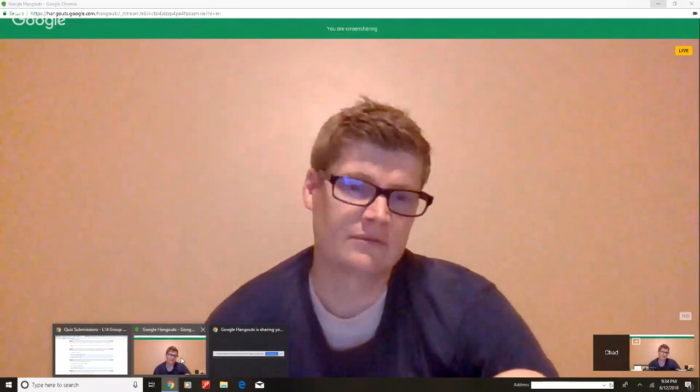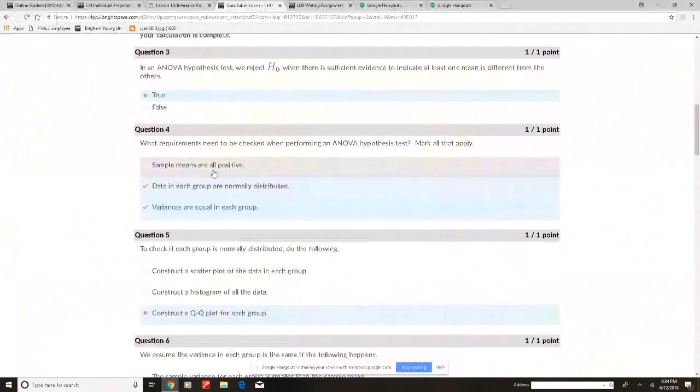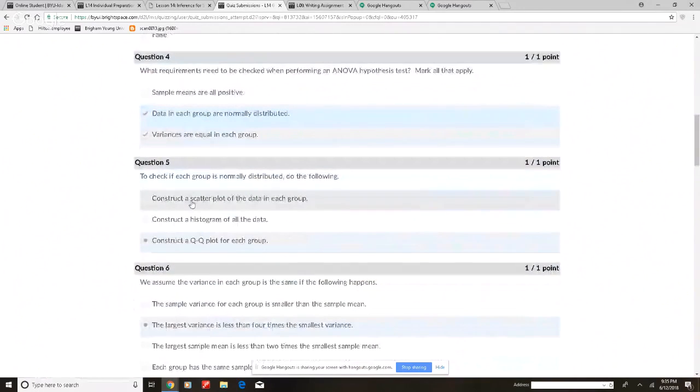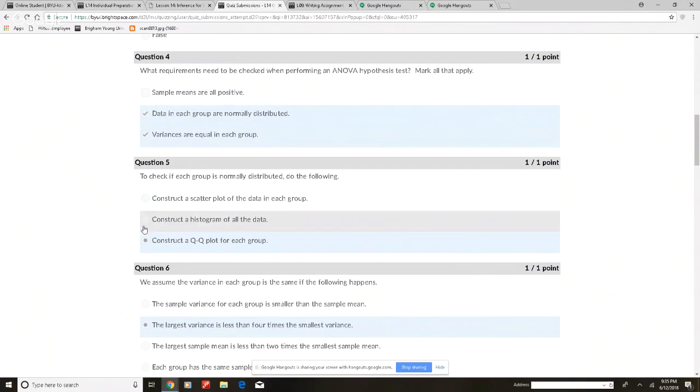Let's do it together. But let's go through the quiz first, and then we can do that really quick. Okay. I won't keep you up, I promise. Okay. So this one was in the book. Question 5. To check if each group is normal, do the following. Chart the QQ plot for each group. Do you know how to do this? I do. Okay, I'll let you share now.